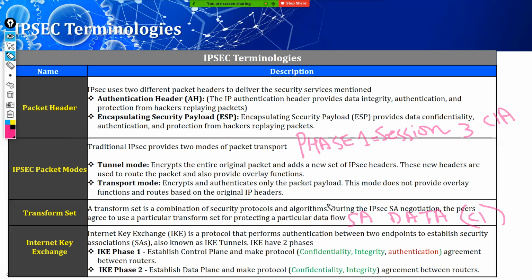And another thing is, when we create the IPsec tunnel, it is divided into two phases. Phase one is for the session establishment. Then phase two is for the actual data transportation. So two phases: the first one is for the session, the second one is for the data communication.